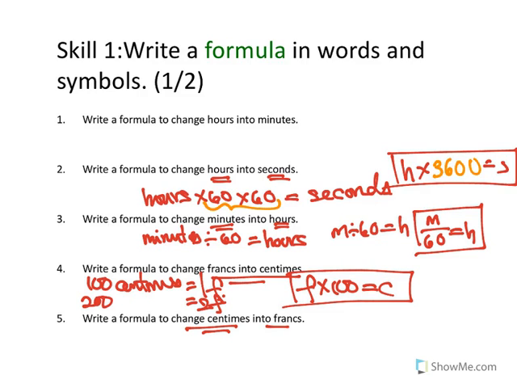Then finally, centimes into francs. If I had 100 centimes to turn it into francs, I'm doing the opposite, I'm dividing. So it would be centimes divided by 100 to get francs.